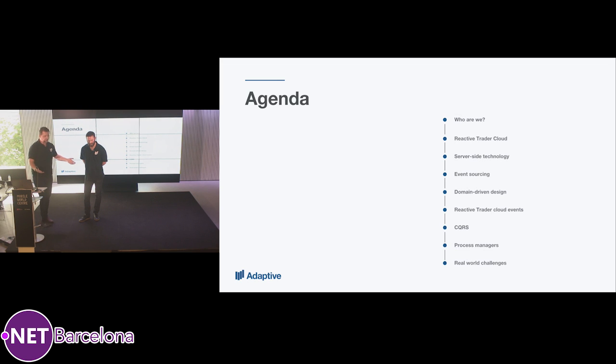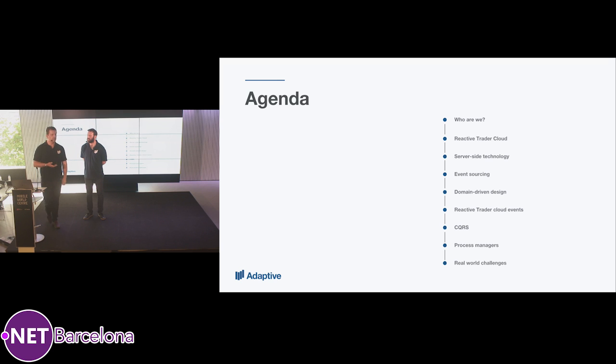What are we here to talk about? We're going to talk about Reactive Trader Cloud, which a couple of my colleagues, Chi-Ming and James, came to Barcelona a couple of months ago to talk about. They talked about how it runs on .NET Core and in Google Cloud, and the front end and the WebSocket push and all that sort of stuff. But today, Dan and I are going to talk much more specifically about event sourcing.